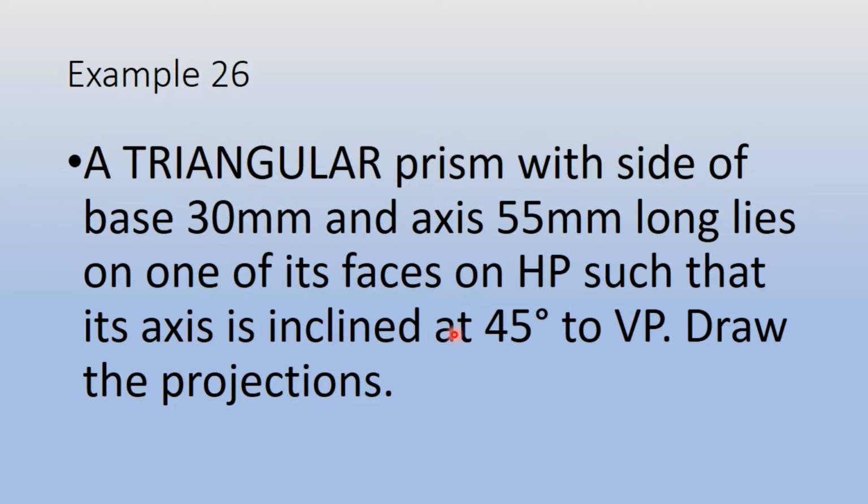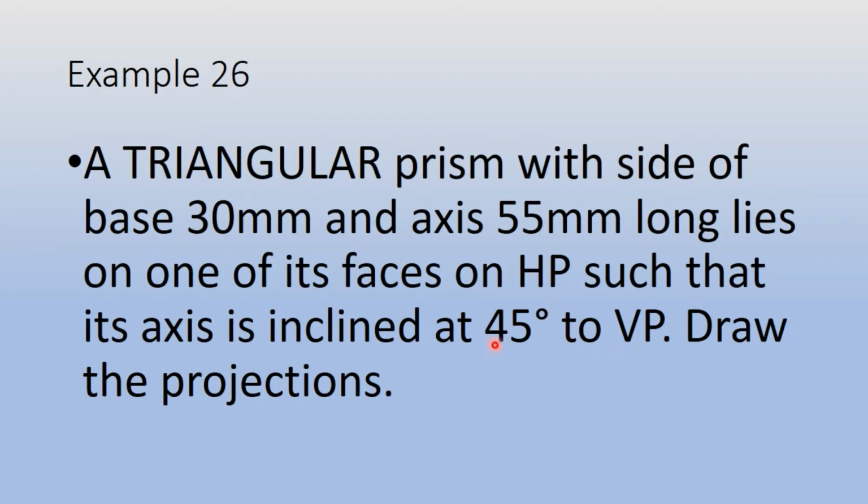Since it is a prism, it will have rectangular faces. So one of the rectangular faces of this triangular prism will be on the HP, and as this is a triangular prism, it will have three rectangular faces. So we have to make one of the rectangular faces on the HP, and we have to tilt the axis at an inclination of 45 degree, because it is mentioned here that its axis is inclined at 45 degree to VP.